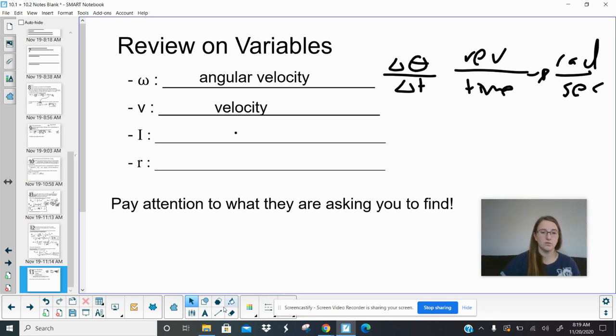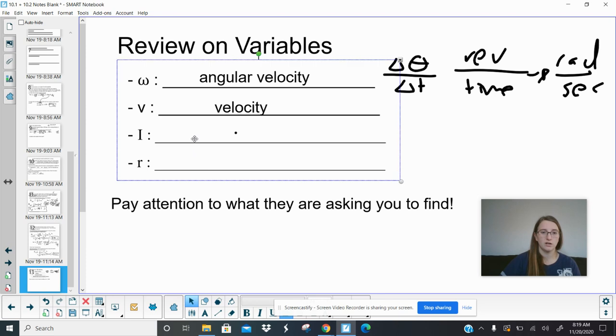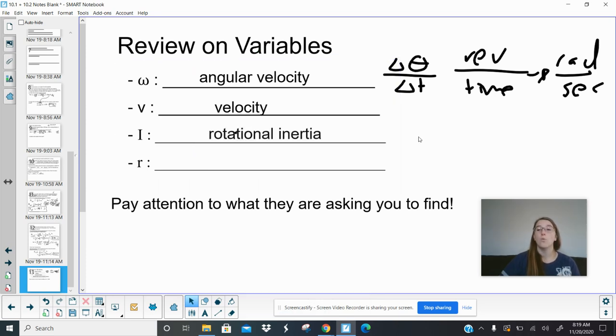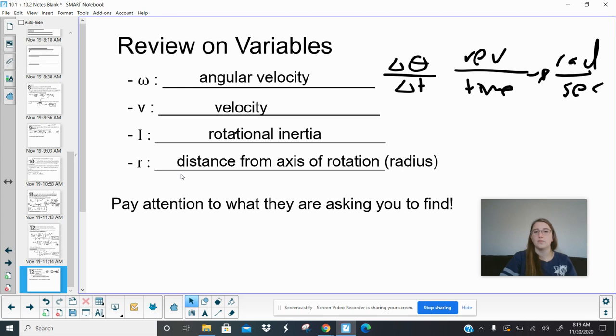I is going to be the rotational inertia. So if they say, what's the rotational inertia? We want I, right? It's possible we don't have to plug in the mass, we don't have to plug in the R, we can just solve for I right away. And then R is the distance from the axis of rotation. You can call it radius.